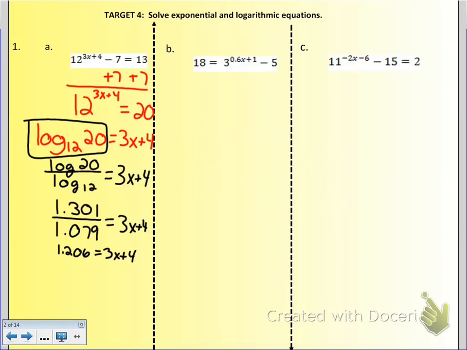And then you just solve that equation. You subtract 4 from both sides. We end up with negative 2.794 is equal to 3x. Divide both sides by 3, and you get the most marvelous answer of negative 0.931. Okay, try the second 2 on your own. Come back to see if you got the correct answer.